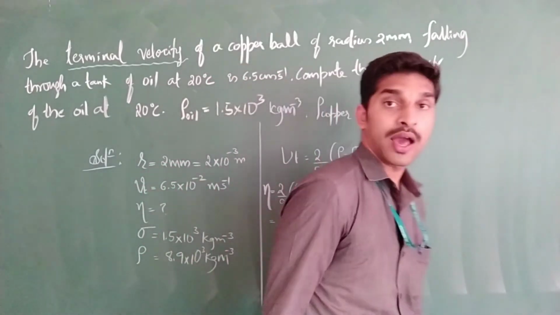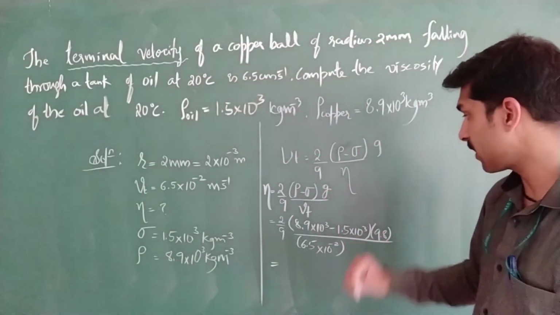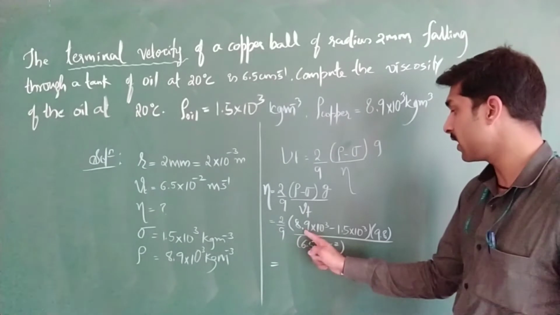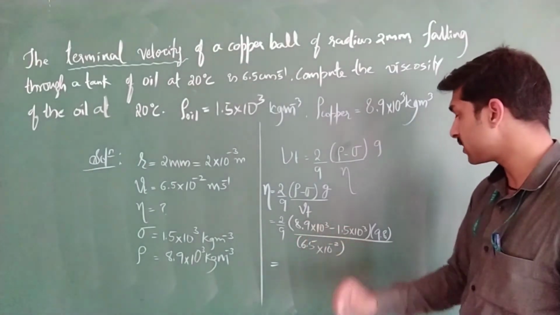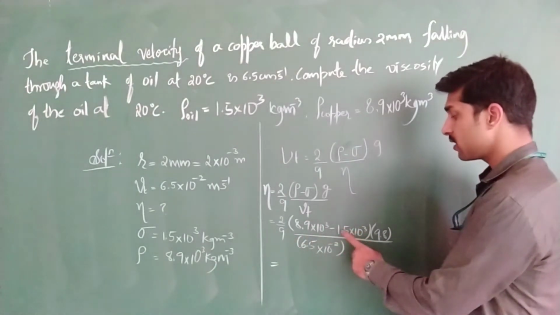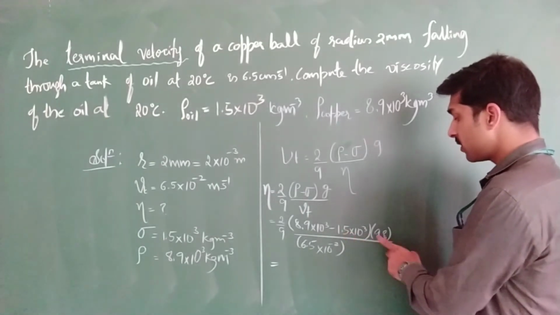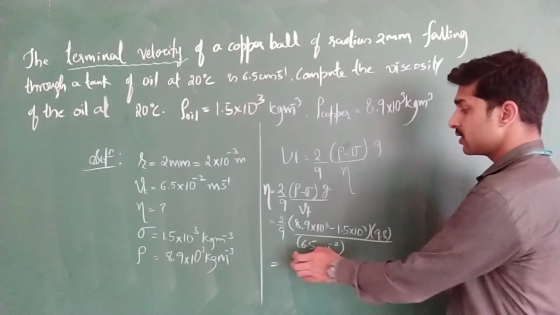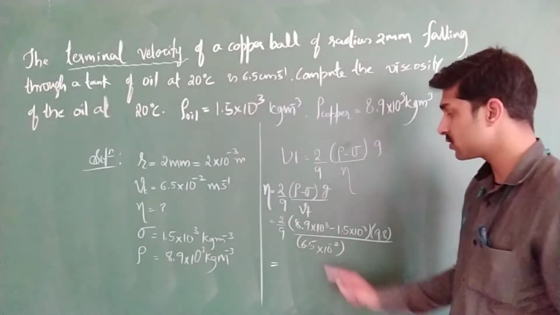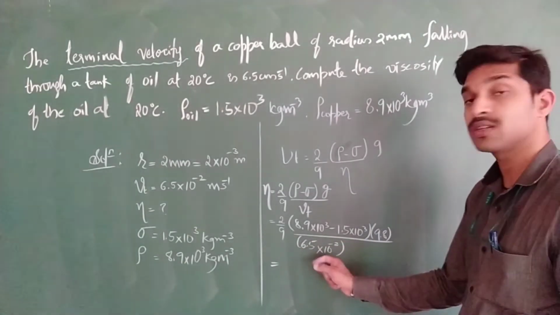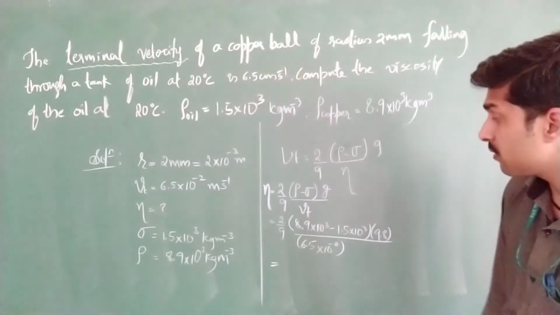Now I request you to solve this without the help of a calculator. How are you going to calculate? This is 8.9, treat it as 9. This is 1.5, treat it as 3 by 2. 9.8 as 10. 6.5, either choose it as 65, completely shift the decimal. And tell me what will be the final answer.